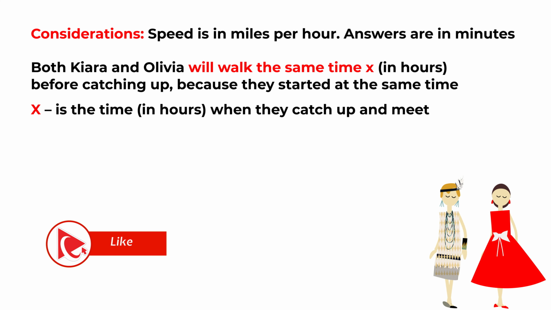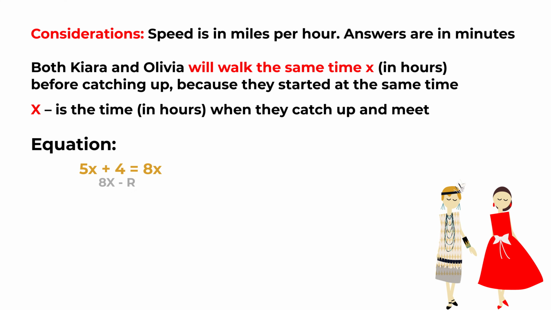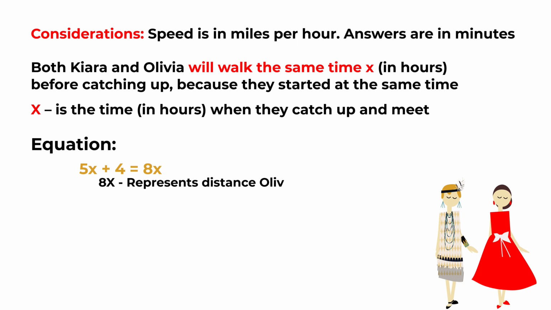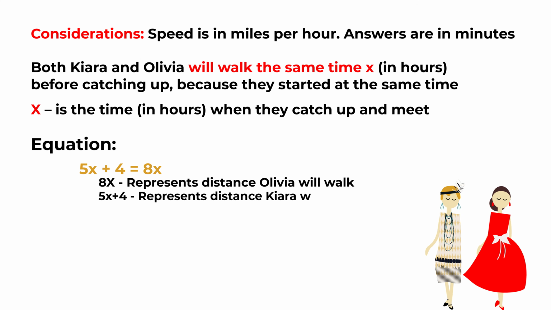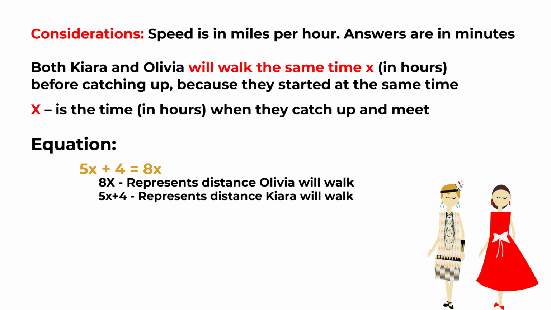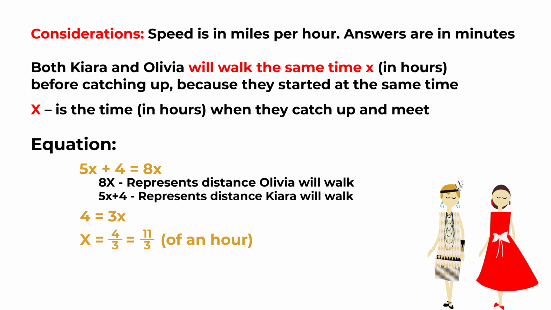To solve this challenge, we need to build an equation. 5x plus 4 equals 8x. 8x represents how much Olivia will walk, and 5x plus 4 is representing how much Kiara can walk. And the starting point for this will be the starting point of where Olivia starts. Since Olivia starts 4 miles behind, if we simplify this equation, 4 will be equal to 3x, and x will be equal to 4/3 or 1 1/3 of an hour.